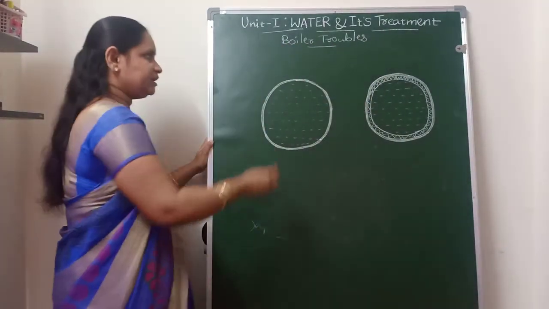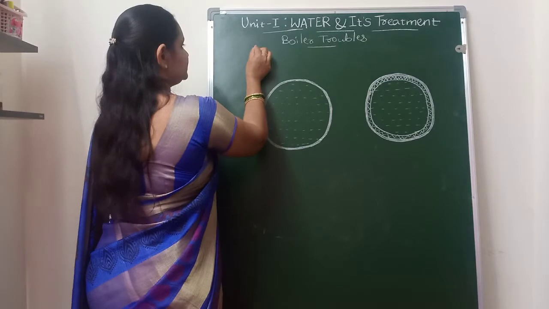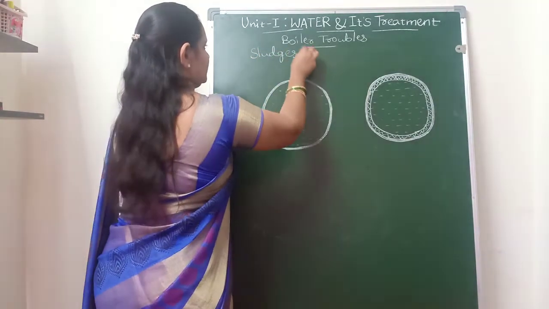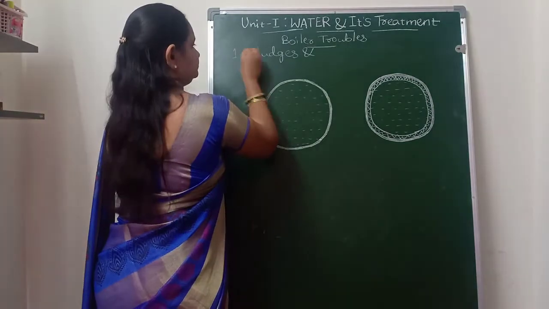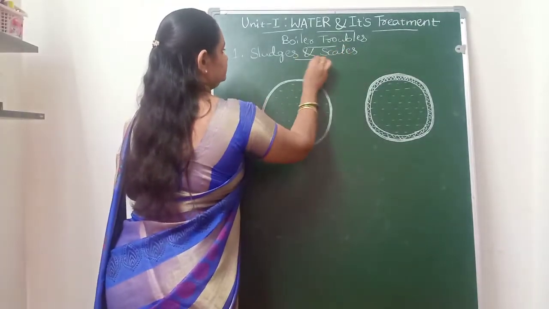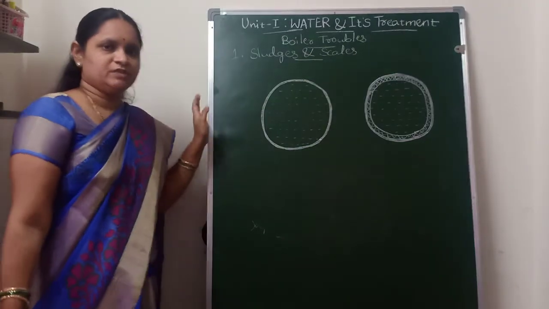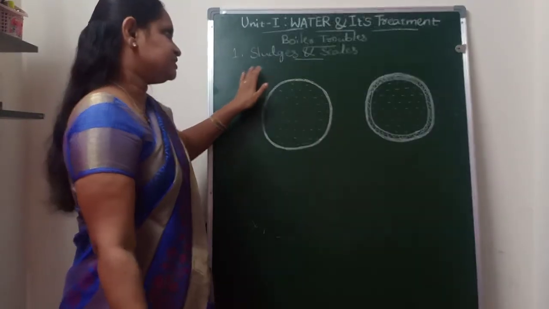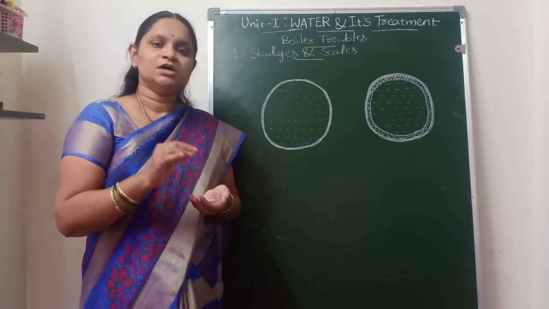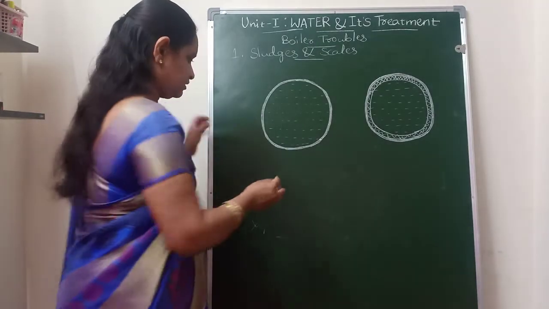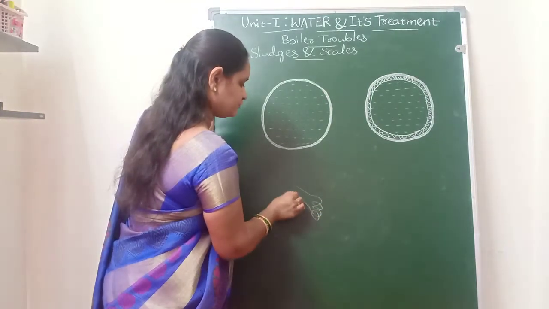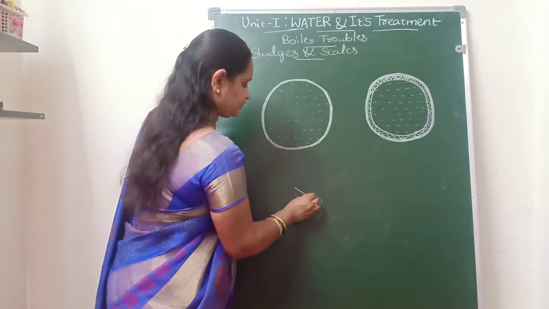The first important type of boiler trouble is sludges and scale. The best example for sludge and scale, generally in our home we used to use water heaters, like in our childhood we used to have this kind of coiled water heaters.